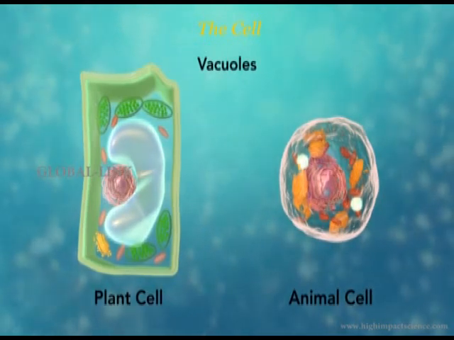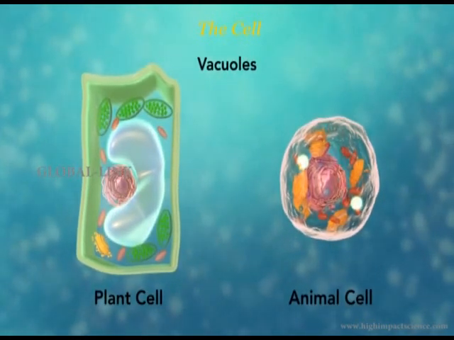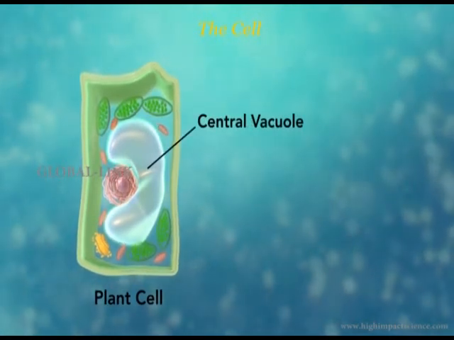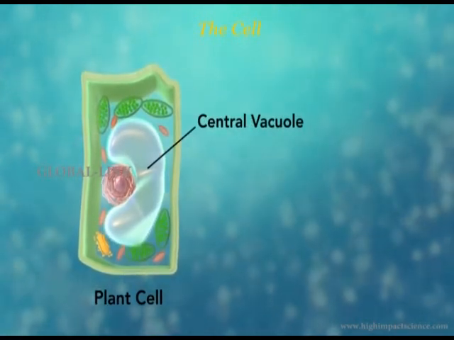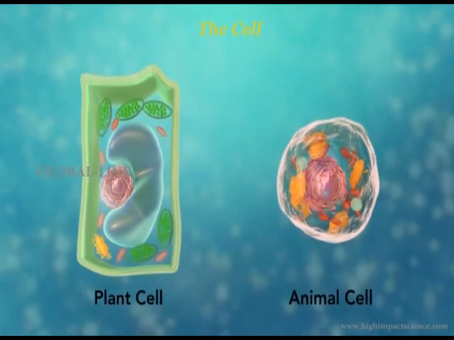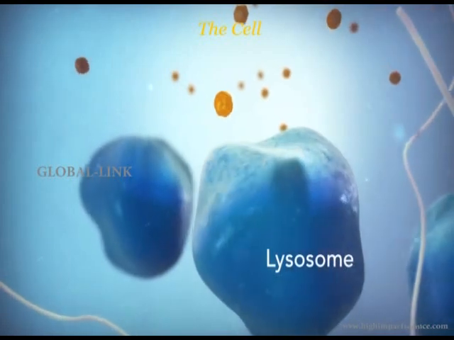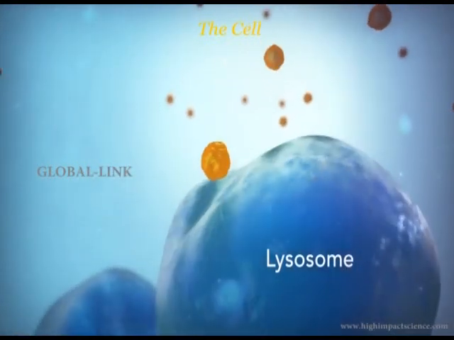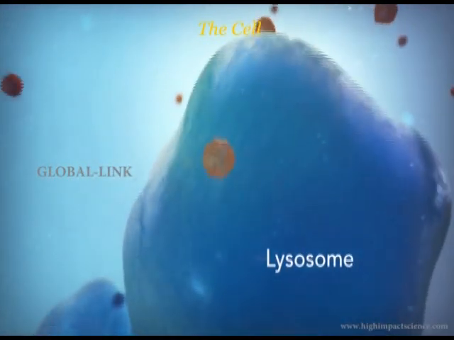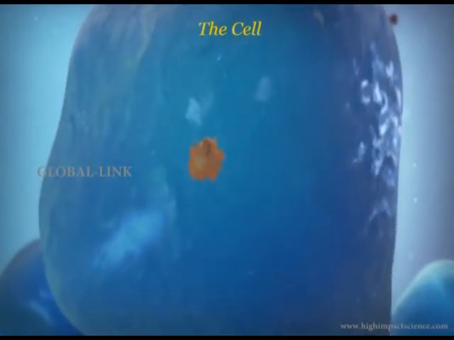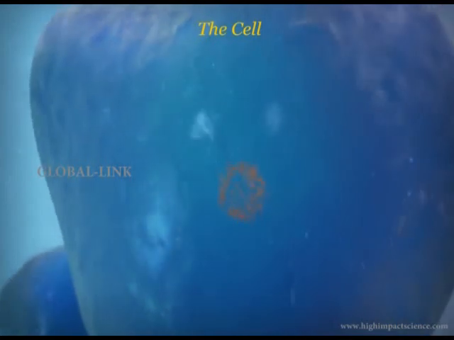Vacuoles are sac-like structures that store different materials. In plant cells, the central vacuole stores water and contributes to the osmotic properties of the cell. Back to the animal cell are organelles called lysosomes. These are garbage collectors that take in foreign materials or worn-out organelles. They contain lytic enzymes that break down these materials.